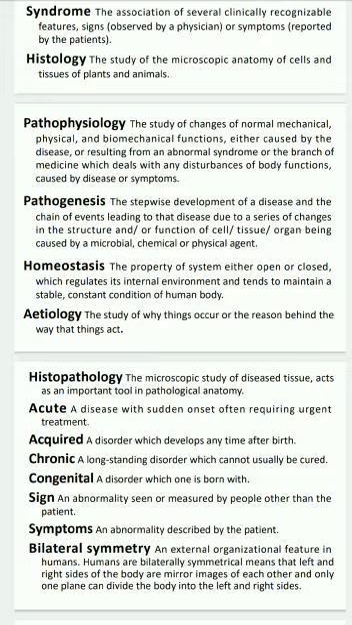Acute: a disease with sudden onset, often requiring urgent treatment, is acute. Acquired: a disorder which develops anytime after birth is acquired. Any disorder which develops after birth is known as acquired. Chronic: a long-standing disorder which usually cannot be cured, lasting for a long duration of years, is known as chronic. Congenital: a disorder which one is born with.